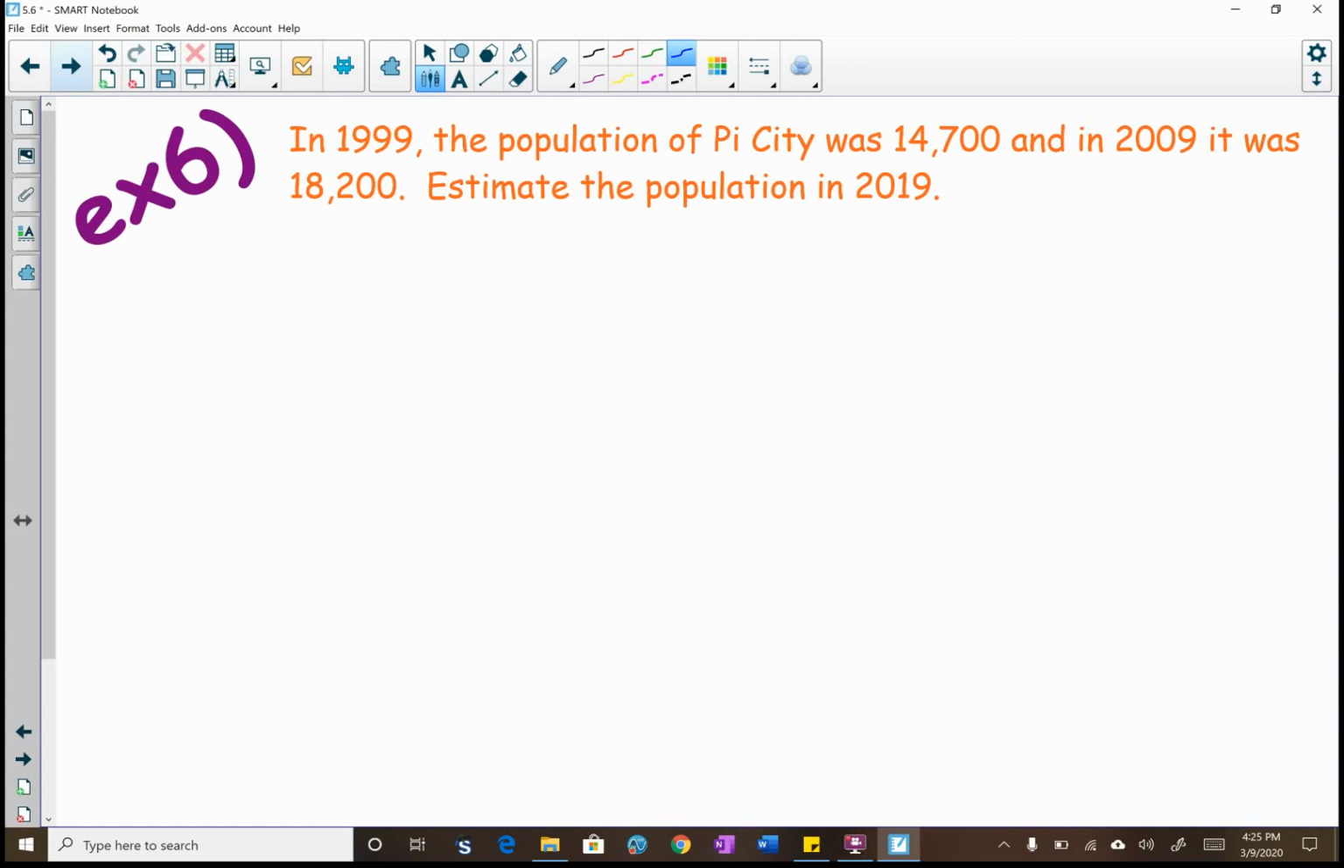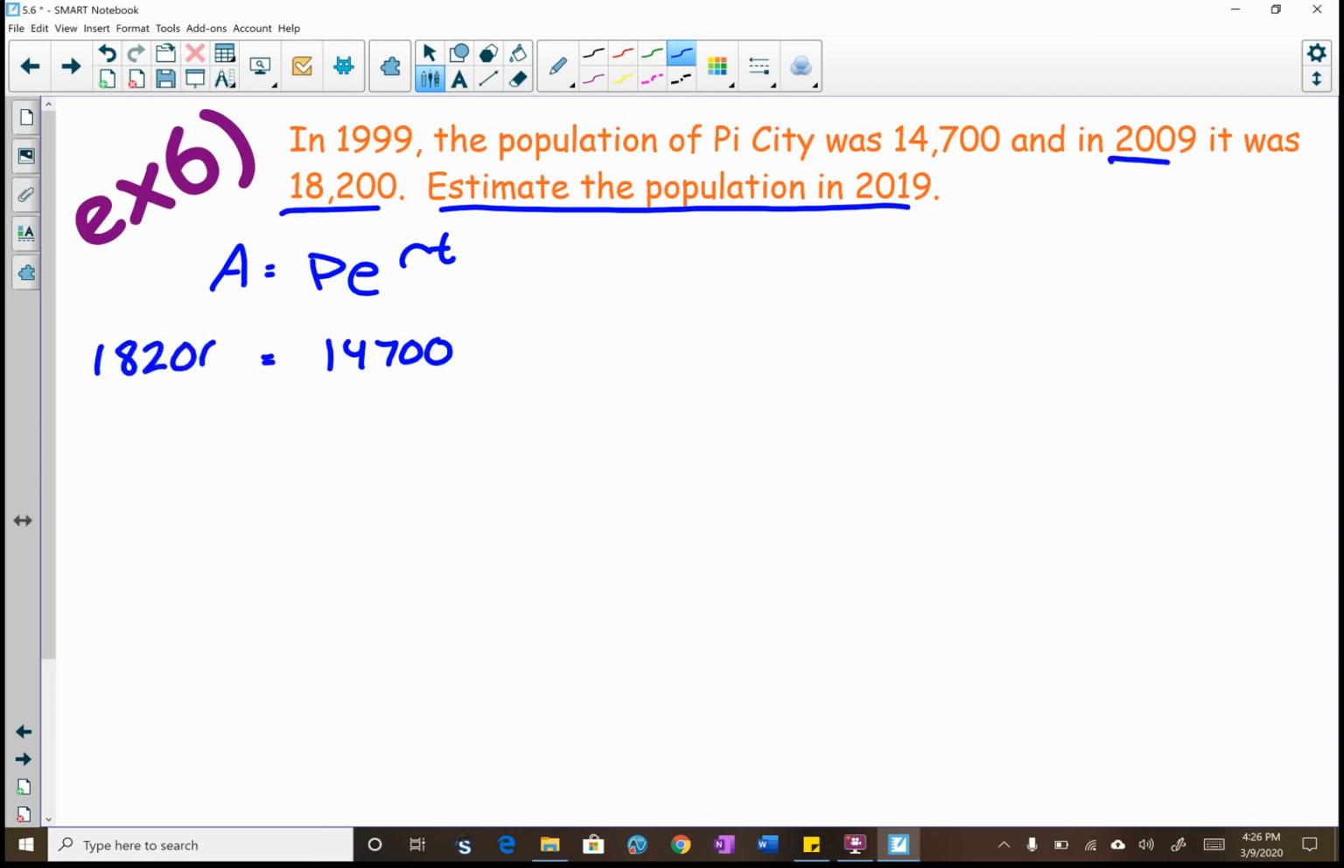Last one, I believe. In 1999, the population of Pi City was 14,700. And in 2009, it was 18,200. Estimate the population in 2019. Okay, so population, again, is our PERT formula. I'm going to ignore this final question because I need to find the rate. So it initially was 14,700. 2009, it had boomed to 18,200.